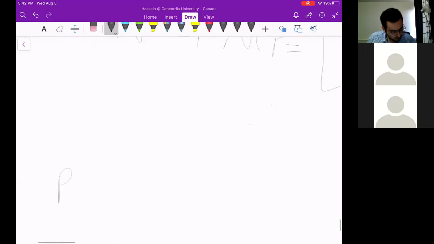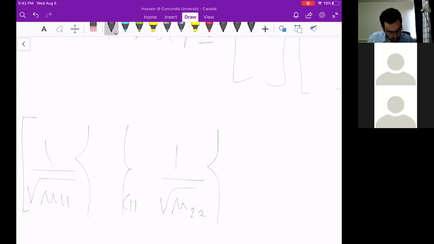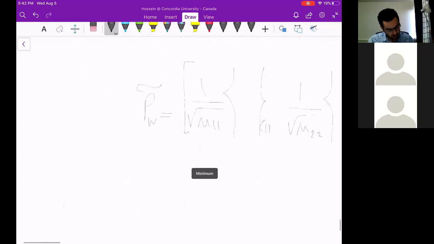As soon as you obtain M11 and M22, you could obtain the weighted modal matrix. Just divide the first mode shape by the square root of M11, and the second mode shape by the square root of M22. This is the weighted matrix.